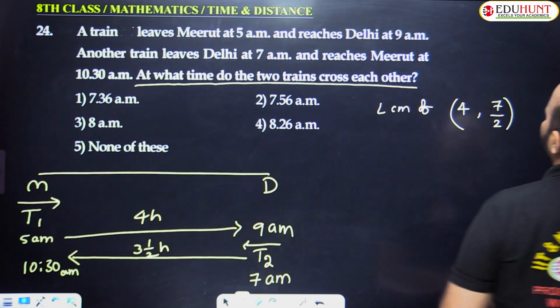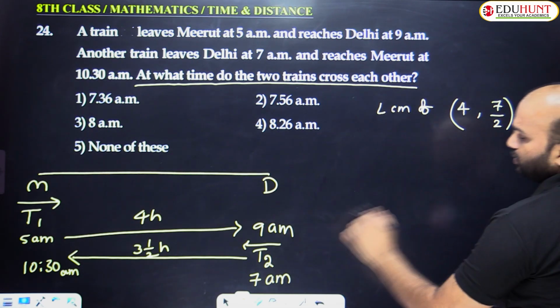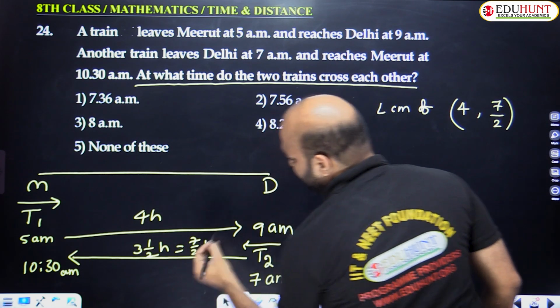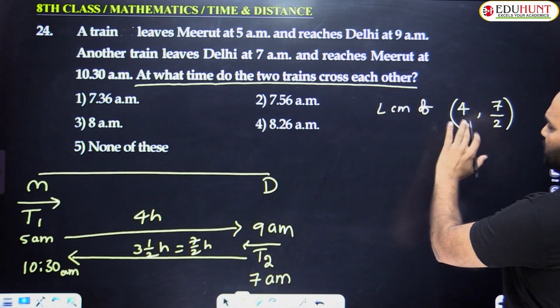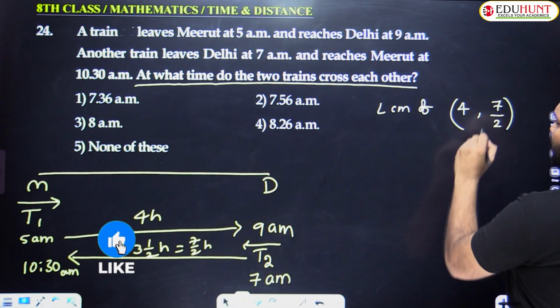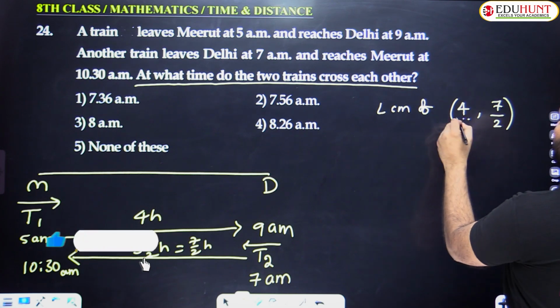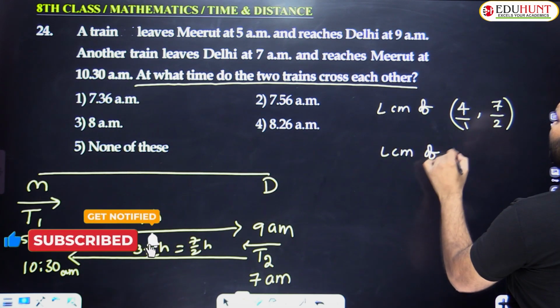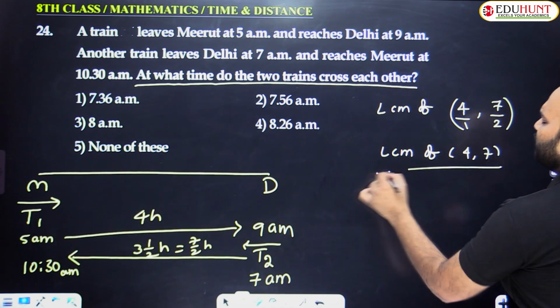So what is the LCM of 4 and 7 by 2? How do you get 7 by 2? 3.5 can be written as 7 by 2 hours. Am I clear? Distance always depends on the timings. So if you take the LCM of the timings, 4 can be written as 4 by 1. How do we calculate the LCM of fractions? LCM of numerators by HCF of denominators.